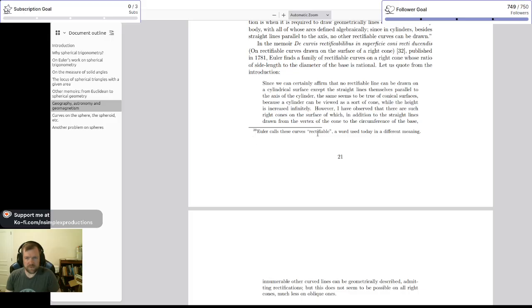Euler calls these curves rectifiable, a word used today in a different meaning. Rectifiable mostly meaning, well, having like electrical sense for quite a bit. I don't know what we would call it, or how we would define it, I suppose.